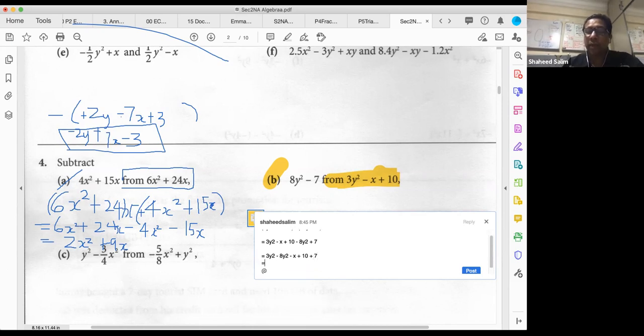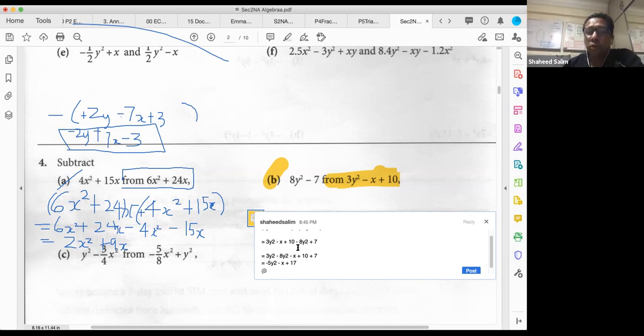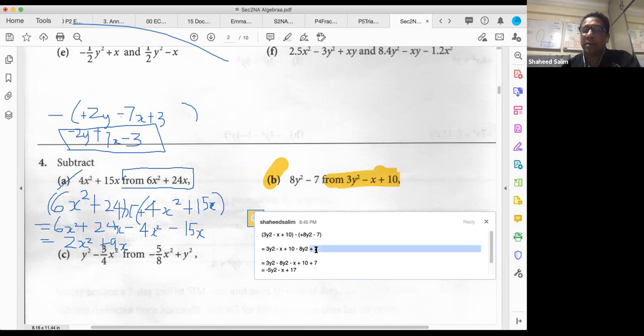So Ryan, 3 minus 8. You have $3. You owe $8. Altogether, you still owe 5y squared. You must put a minus in front, Ryan. And then minus x, all of you got this one correct. But the last one is plus 17, not 3. All three of you wrote 3. Why? Because you took 10 minus 7. But remember, this is minus 7. And there's a minus here. Minus minus gives plus.